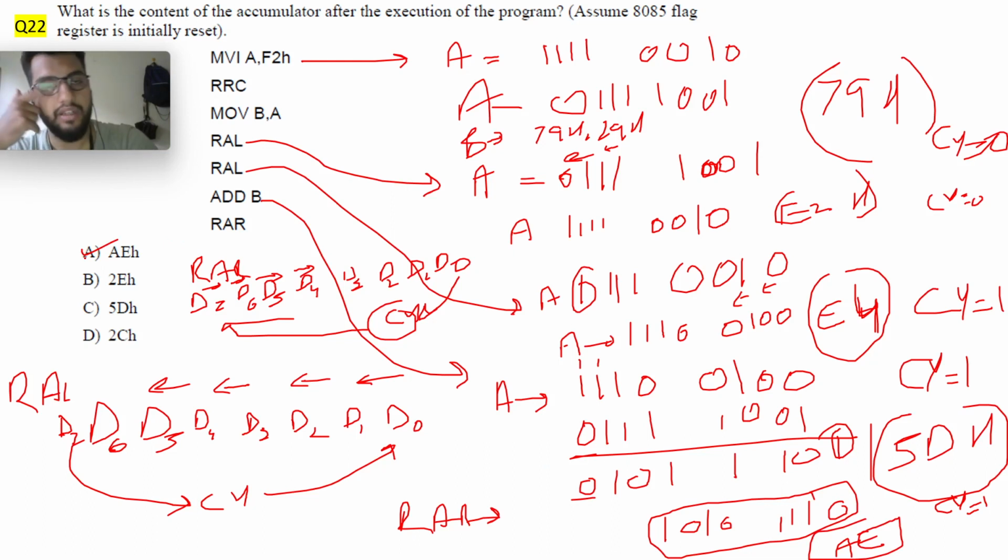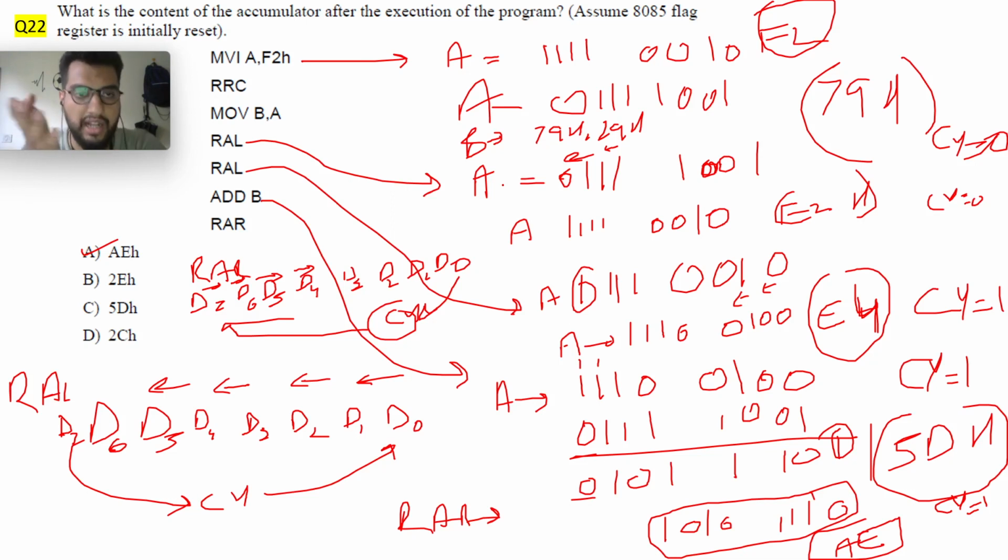Let me just repeat this again. First, the accumulator is loaded with F2. I have written here F2. Then A gets shifted to the right by 1 bit, RRC, so 1 bit shifting towards the right, and it becomes 79 hex. Then A is moved to B, so the contents of B are loaded with A, and it's 79 hex. B is 79 hex.